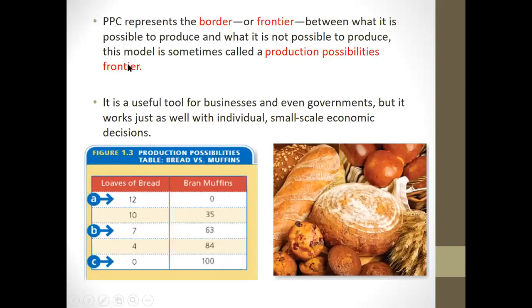Now, let's go back to this. It says the production possibility curve represents the border, or frontier as they call it, between what is possible to produce and what is not possible to produce. This model is sometimes called the production possibility frontier. It's the same as the PPC, but they call it both. It's a useful tool for businesses and even governments, but it works just as well with individual and small-scale economic decisions.